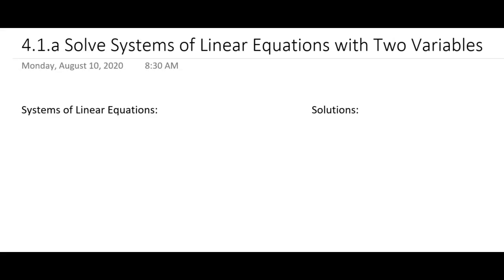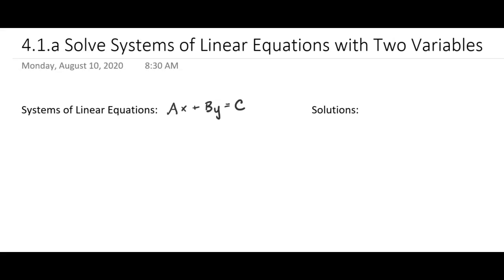In Chapter 4, we're going to talk about systems of linear equations with two variables. The standard form for a linear equation is ax plus by equals c. We worked on those in Chapter 3 where we were graphing linear equations. Sometimes we put it in slope-intercept form to graph it. But now in a system of equations, we're going to have two lines, okay?